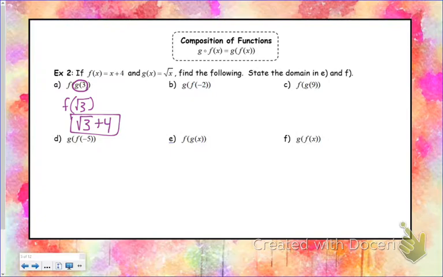All right, look at b, g of f of negative 2. So f of negative 2 would become 2, because I would take negative 2 and plug it into the f of x function. Negative 2 plus 4 is 2. So now I'm evaluating g of 2. Plug in 2 to the g of x function, and I get the square root of 2.